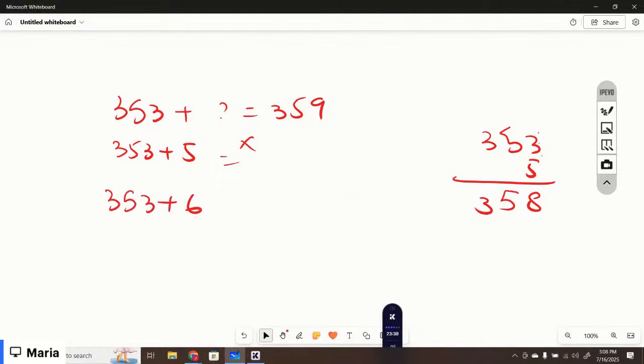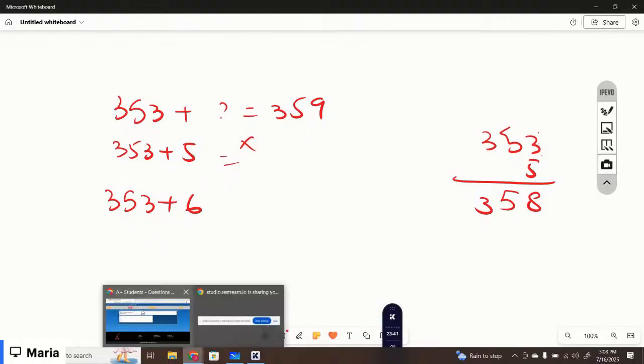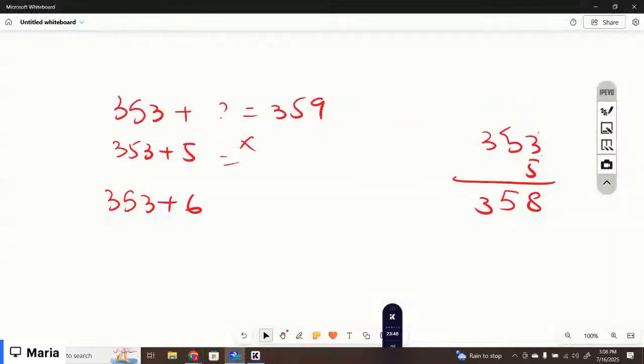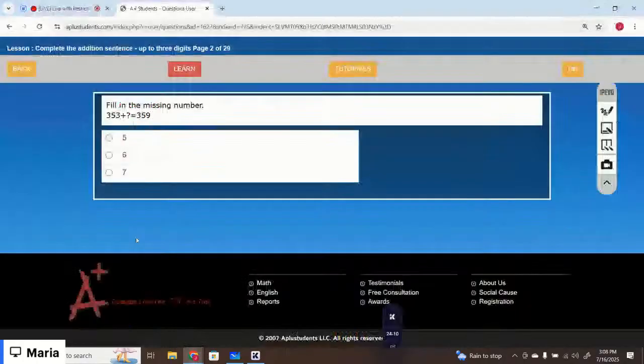The second one is 6, I think. Yes, that is 6. So 353 plus 6. 3 plus 6 is 9, and keep the other digits as they are. So that is 359. Option number 2 is the correct option.